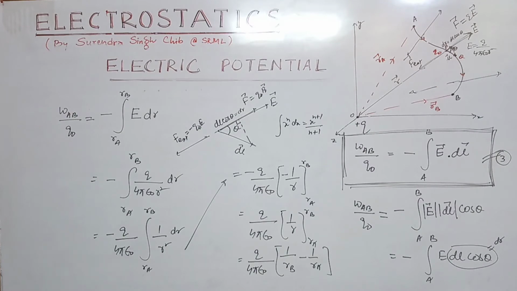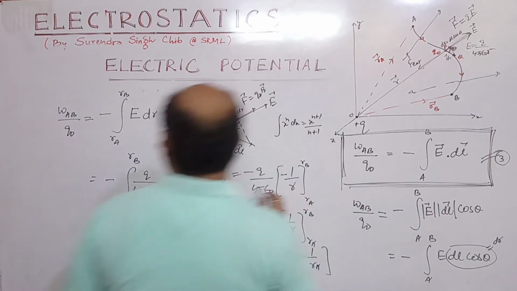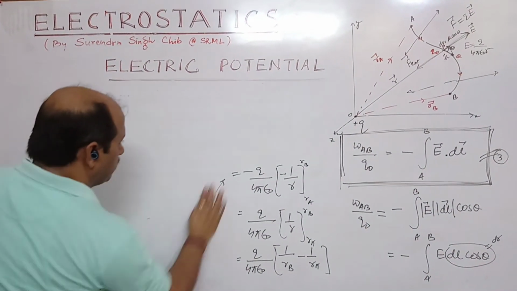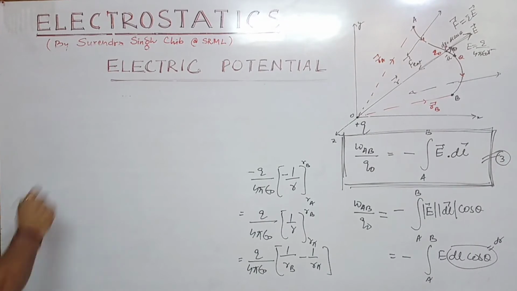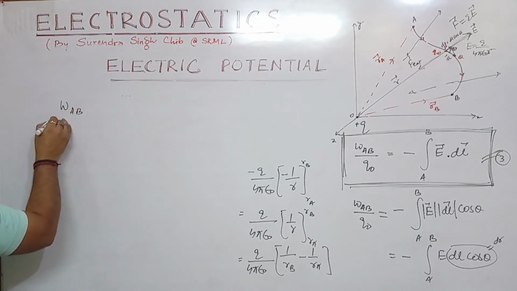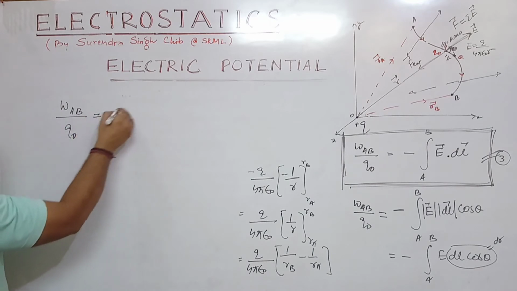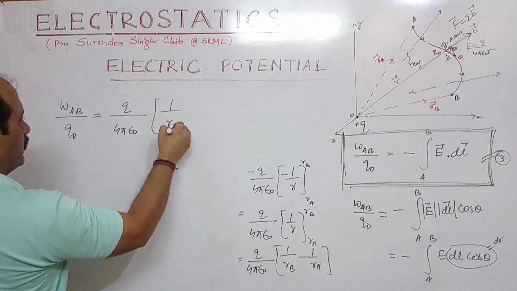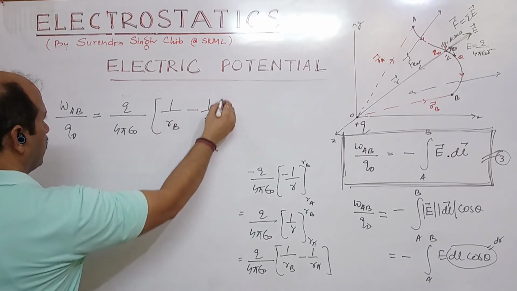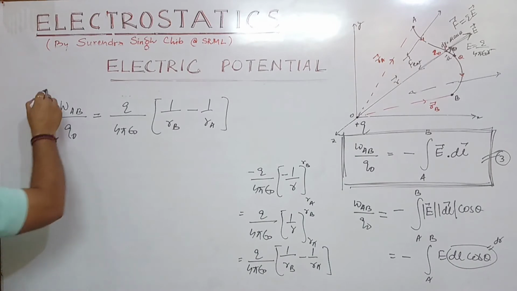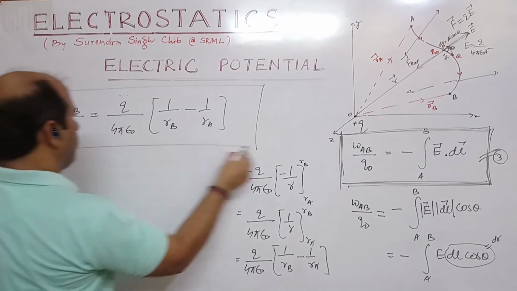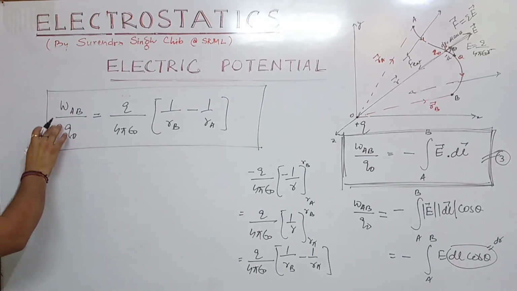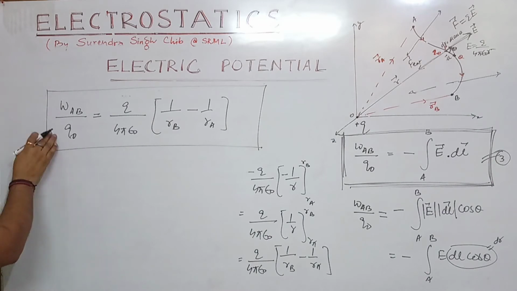So what's the final expression now? See what we got now. Work done from A to B upon Q naught is equal to Q upon 4 pi epsilon naught, 1 upon RB minus 1 upon RA. This is a very important relation. अगर हमें work done चाहिए, what is this called? I will tell you. This is called electric potential. I will take this later on.